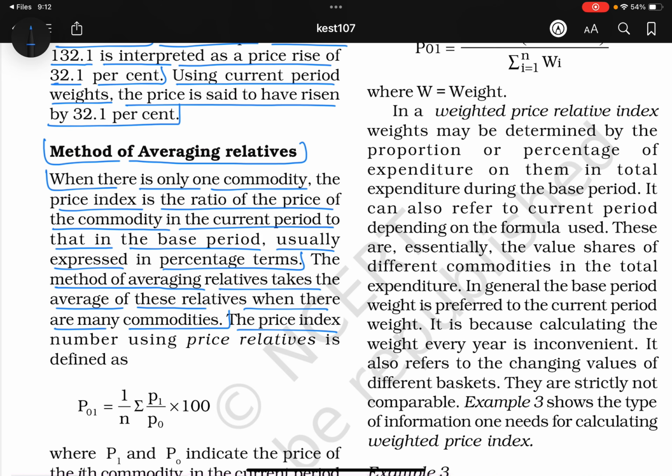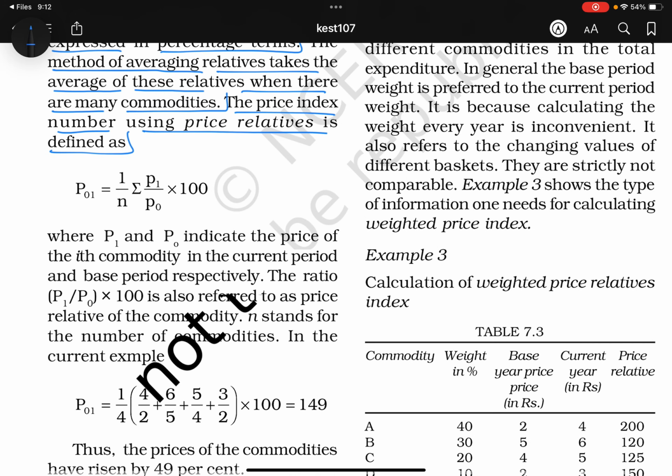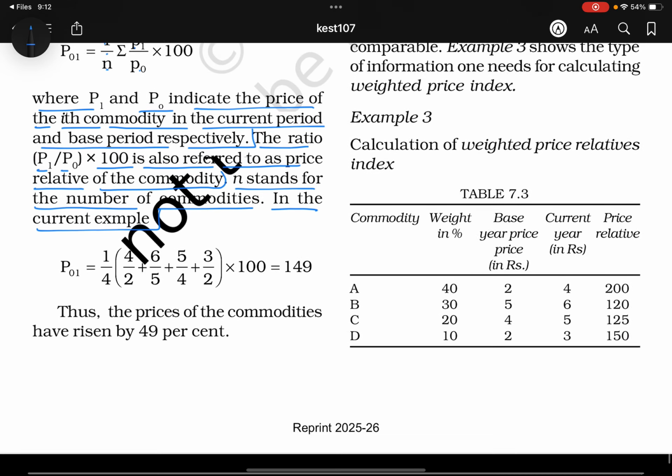The price index number using price relatives is defined as P01 = 1 upon n sigma P1 by P0 into 100, where P1 and P0 indicate the price of the ith commodity in the current period and base period respectively. The ratio P1 upon P0 into 100 is also referred to as price relative of the commodity. N stands for the number of commodities in the current example.